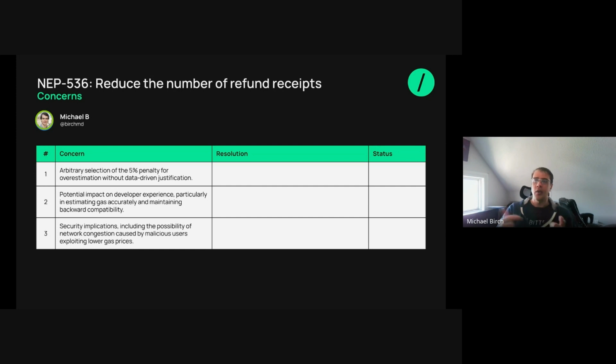Now, because we are going to start penalizing overestimating gas, the flip side of that is we need to give developers a reliable way to estimate the gas, right? Basically the reason today that developers attach 300 teragas every time is because, well, that's the easiest thing to do.